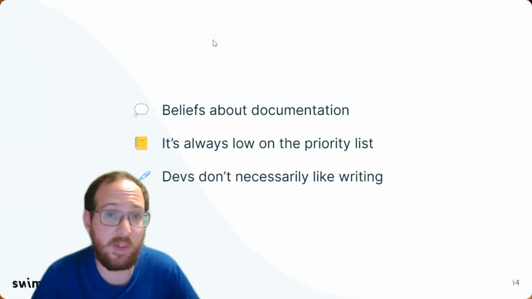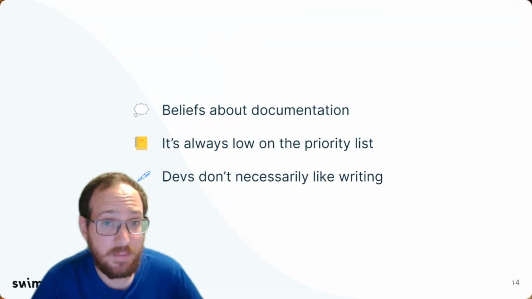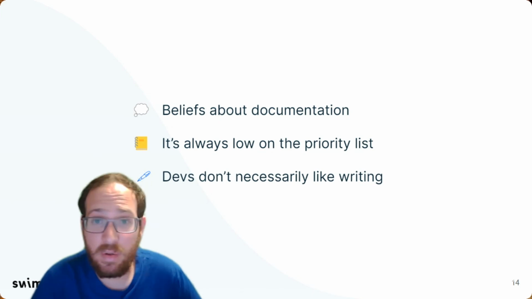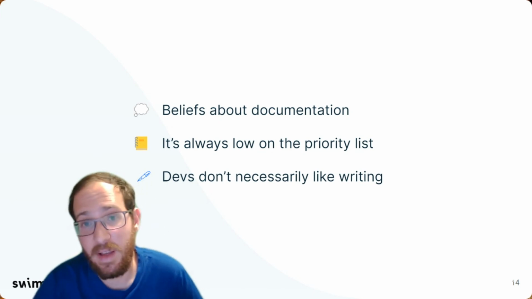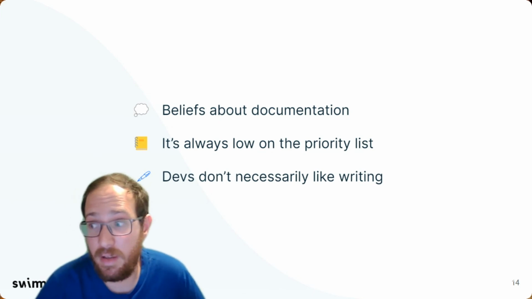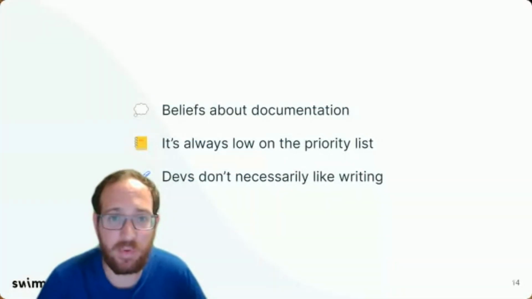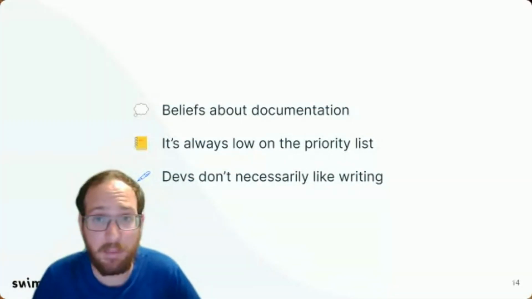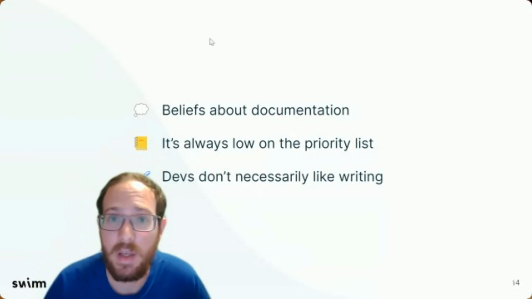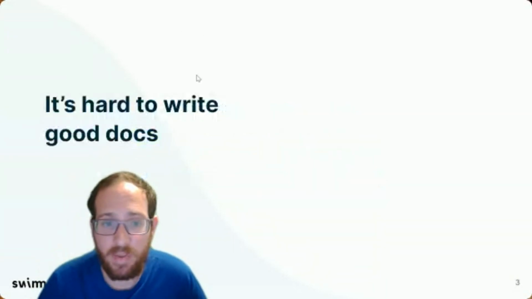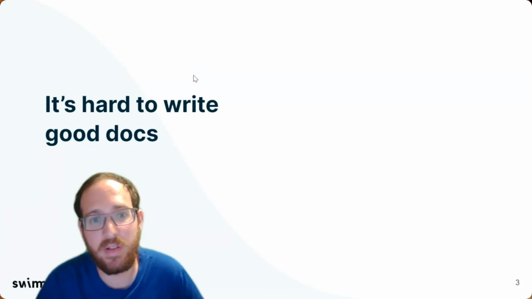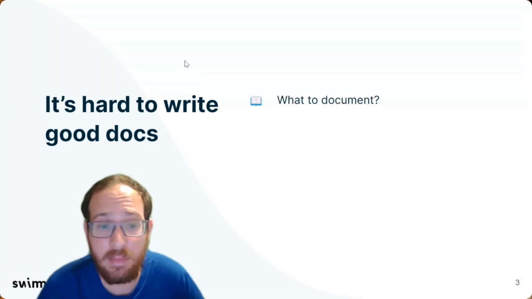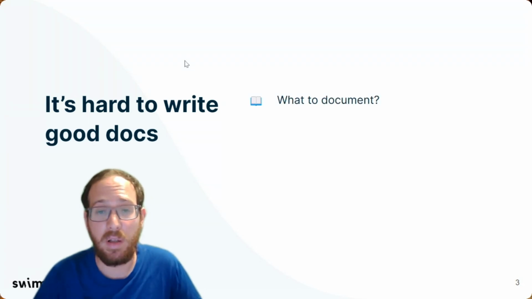Also, developers don't necessarily like writing. As developers, we learn to write code, not text. Most of us at least didn't graduate in poetry or essay writing or something like that. We usually do computer science or bootcamp and learn to actually write code. So one way to help with that is to really help developers create documentation. And to understand how we do that, we need to first understand why it's hard to write good documents. It's hard for three main reasons.